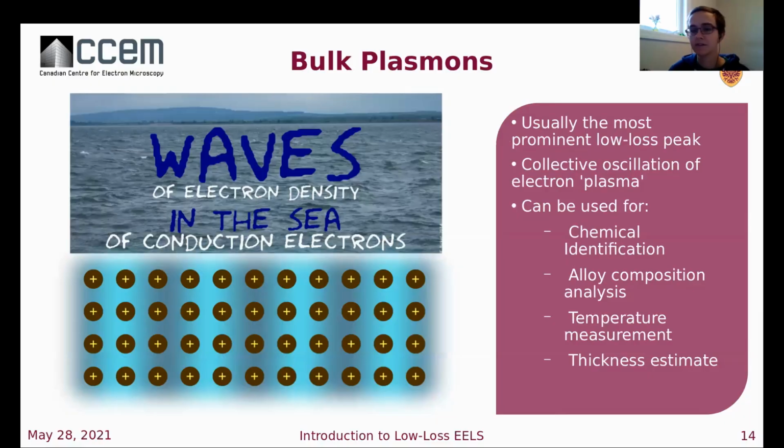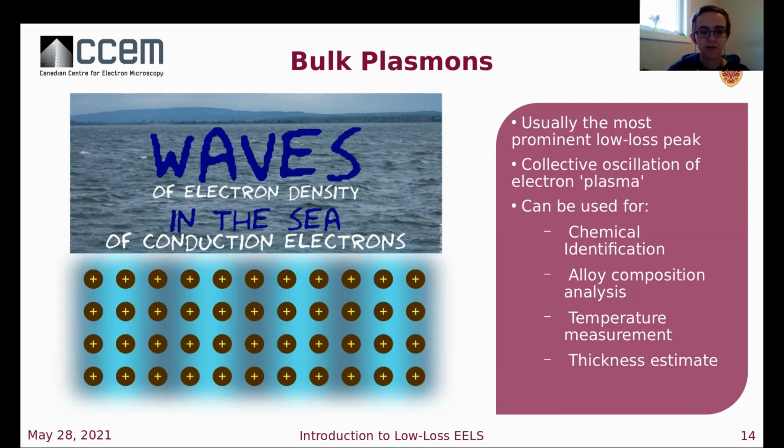So the bulk plasmon is usually the highest energy signal. It can be thought of as a wave of conduction electrons oscillating back and forth in the sea of conduction electrons. If you think about the ocean, the waves in the ocean are composed of water molecules that all oscillate together. Just like that, the bulk plasmon is composed of electron density and conduction electrons that all oscillate together. The bulk plasmon is a longitudinal wave traveling through your material.